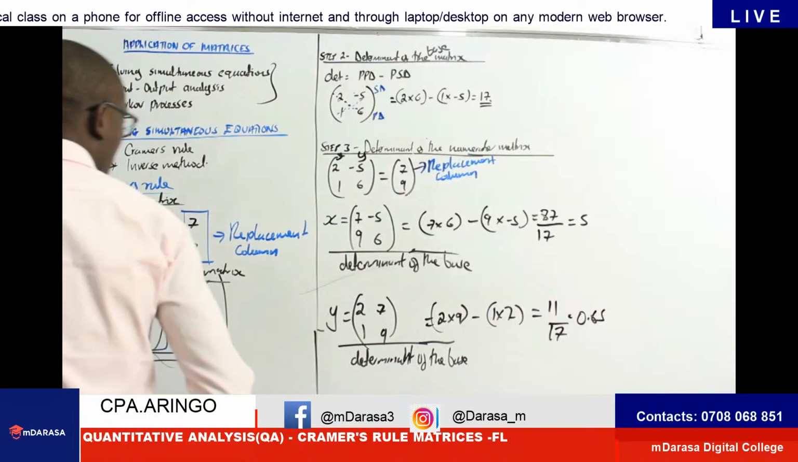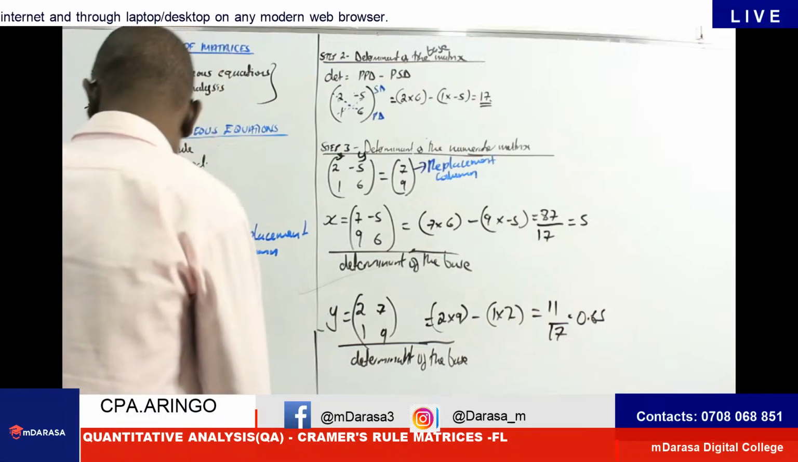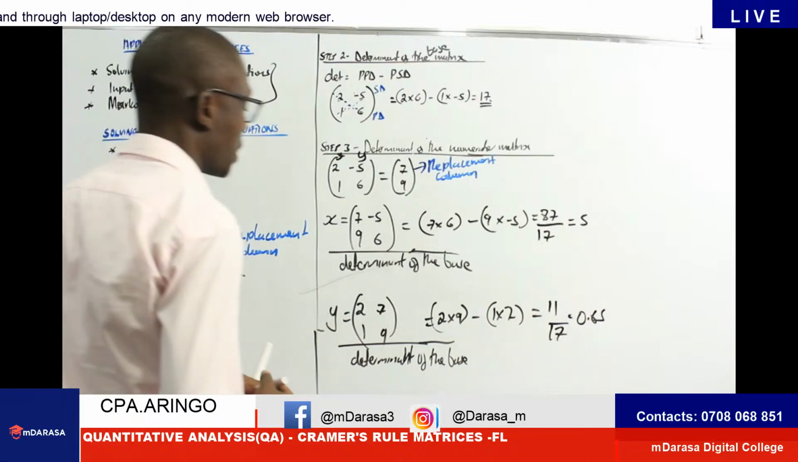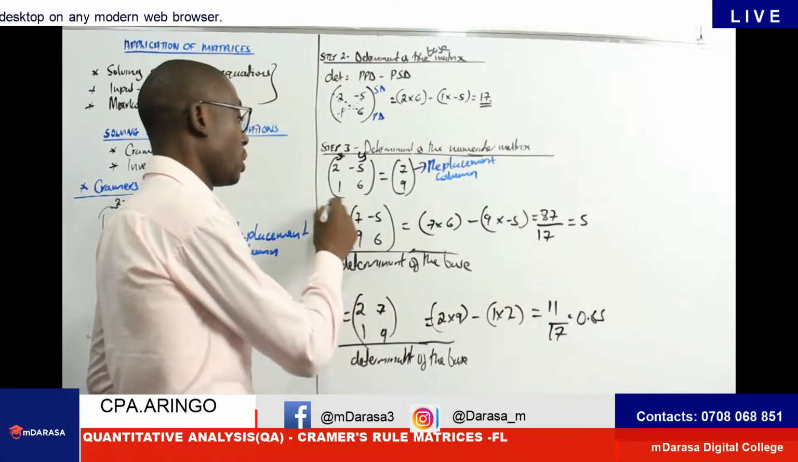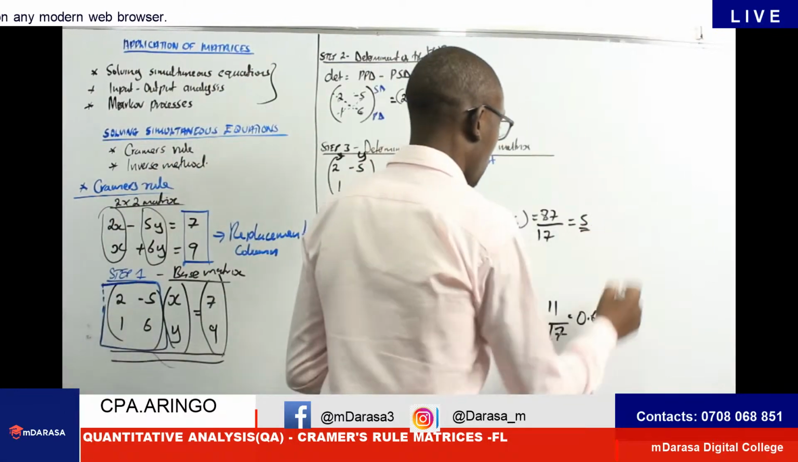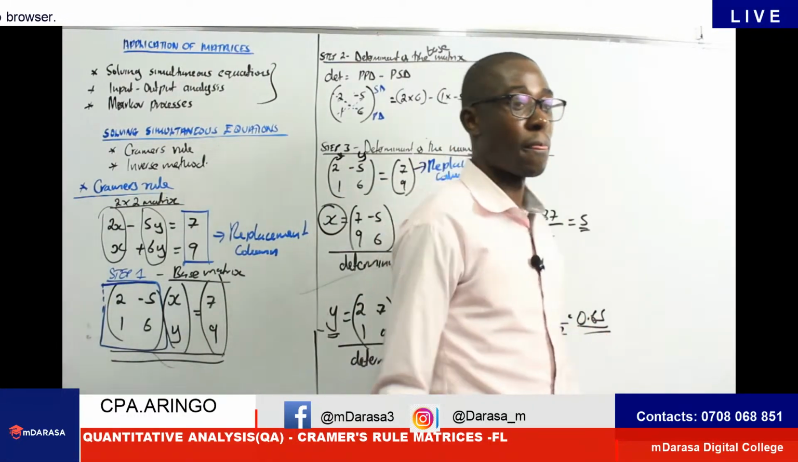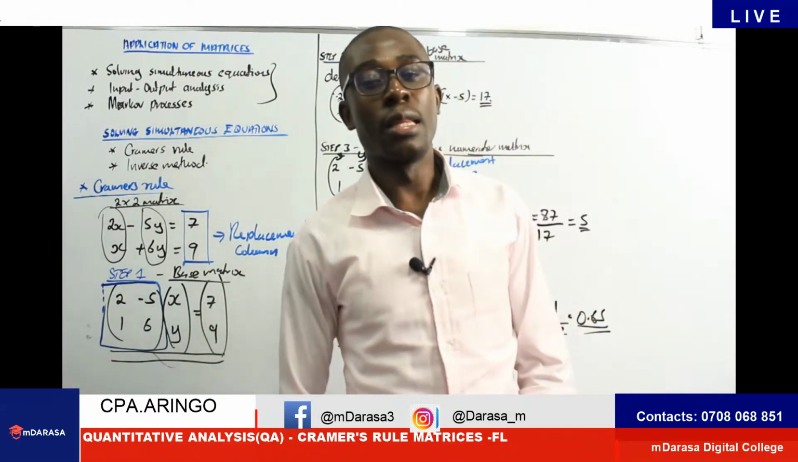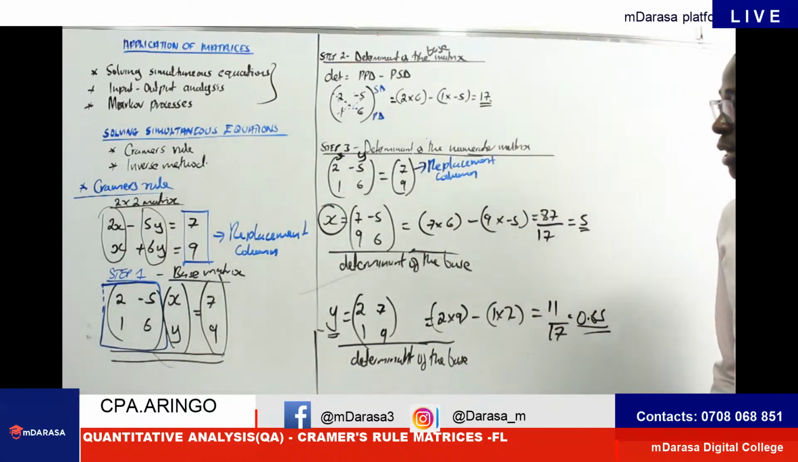Kindly you can confirm if we are getting the same answers, and if we are on the right track, all of us. So confidently, we can say that in this case, we've solved our matrix by determining the value of x to be 5, whereas the value of y is 0.65. In that case, you are looking at a 2 by 2 matrix.